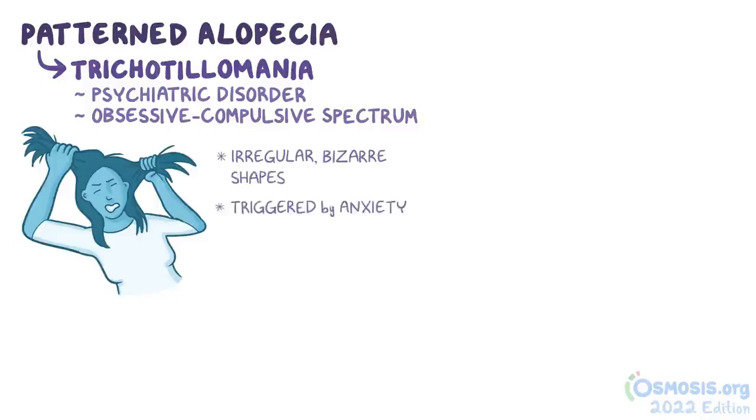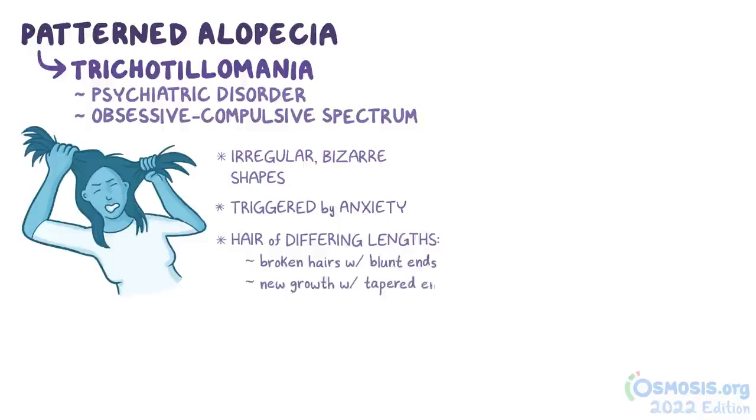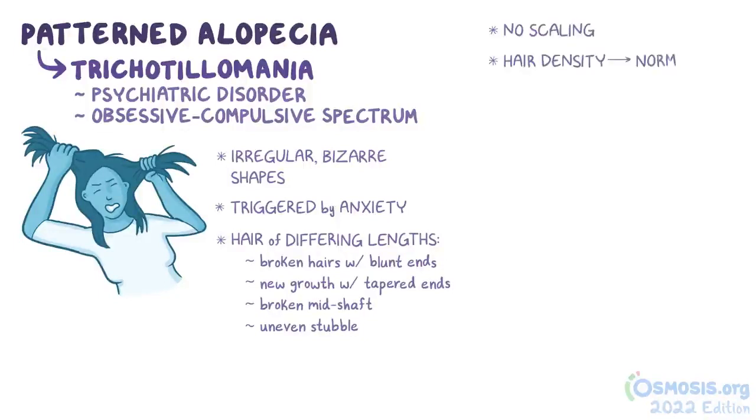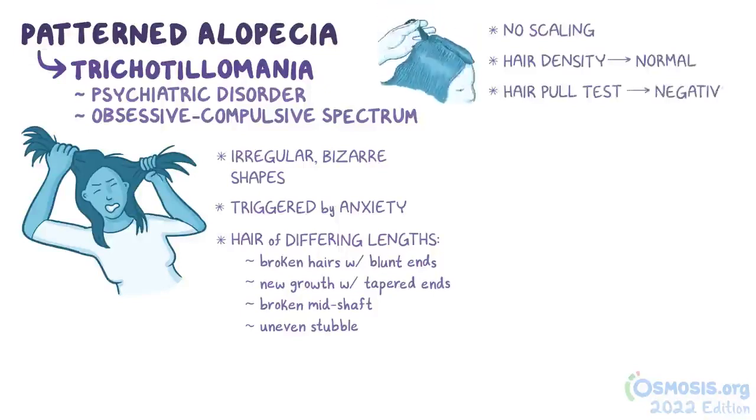Individuals with trichotillomania exhibit hair of differing lengths. Some are broken hairs with blunt ends, some new growth with tapered ends, some broken midshaft, and some uneven stubble. Scaling on the scalp is not present, overall hair density is normal, and a hair pull test is negative.